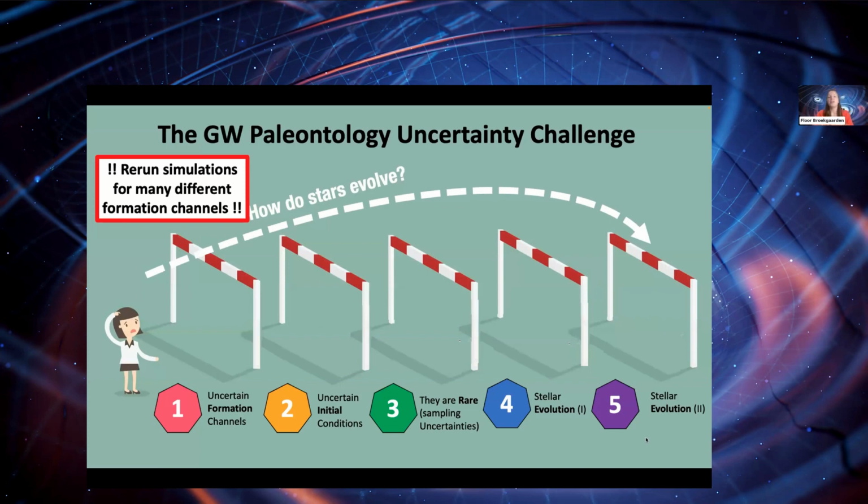Okay, so in practice, what we have to do to properly model all these stars, do this forward modeling and compare with observations, is run our simulations for all these different formation channels. And so this becomes already very, very computationally expensive, since you need to include many different physics, but really need to run many, many different environments. Okay, so that's the first challenge in doing this.